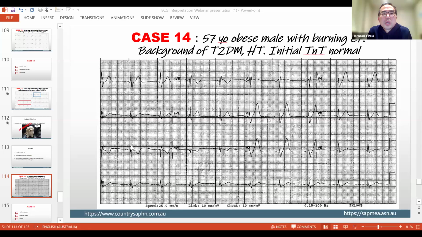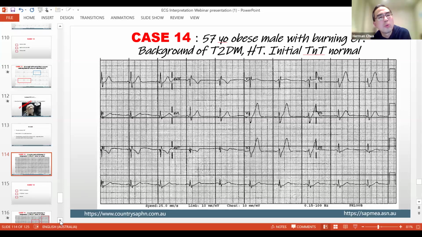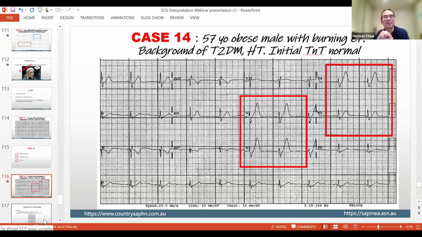Okay, so the choices I gave there: is this Wellens? Is this De Winter? Is this normal? Okay, so a lot of you got it correct, because we have already talked about Wellens, right? And you know that this is not normal, so by elimination, it has to be De Winter, right? So what is De Winter? Okay, we'll end the poll there.